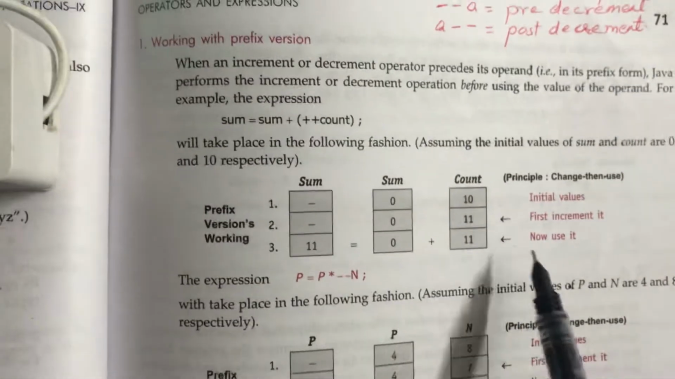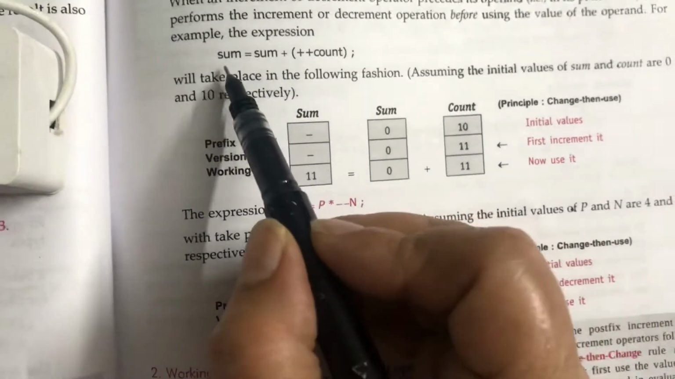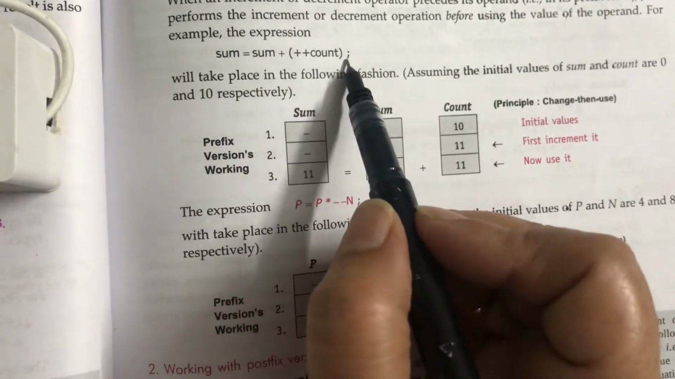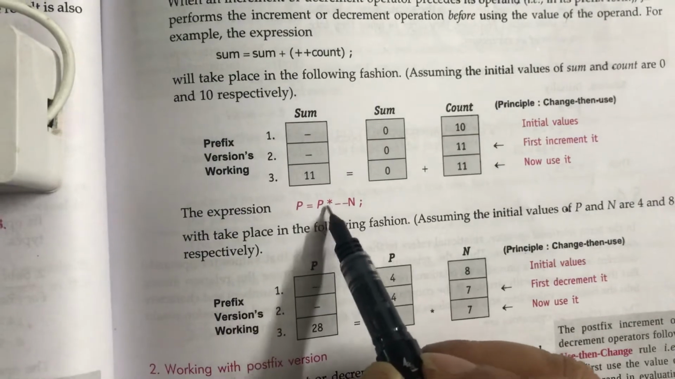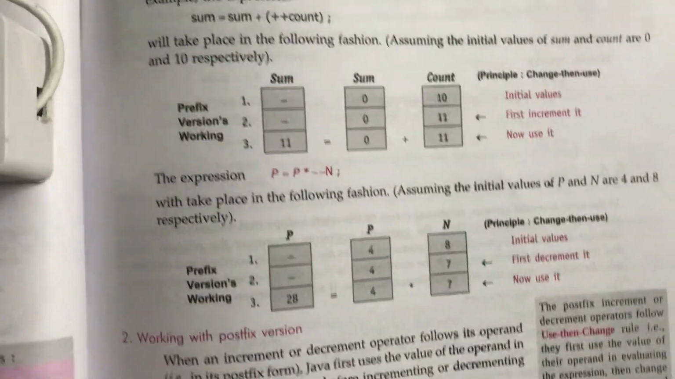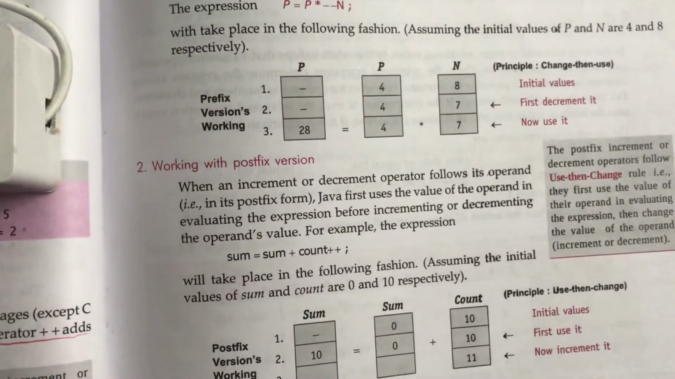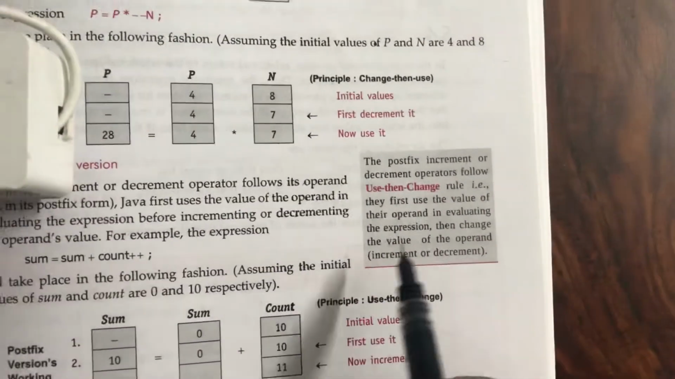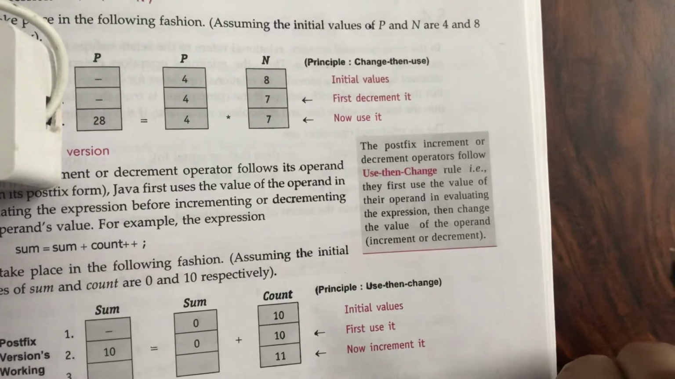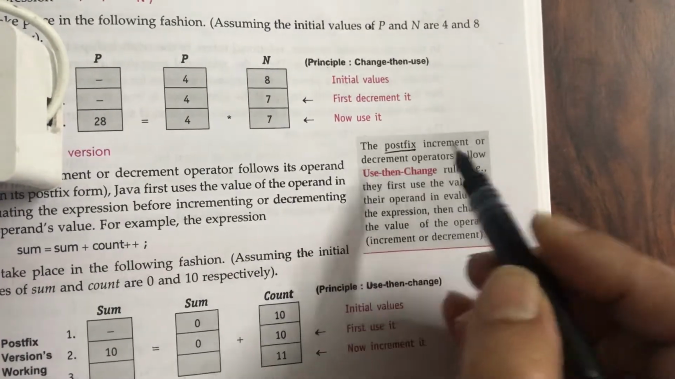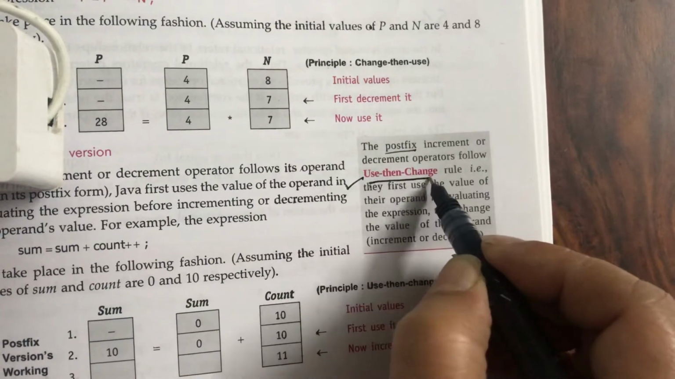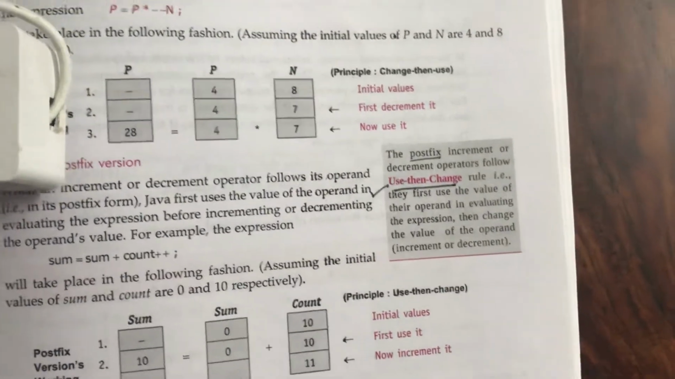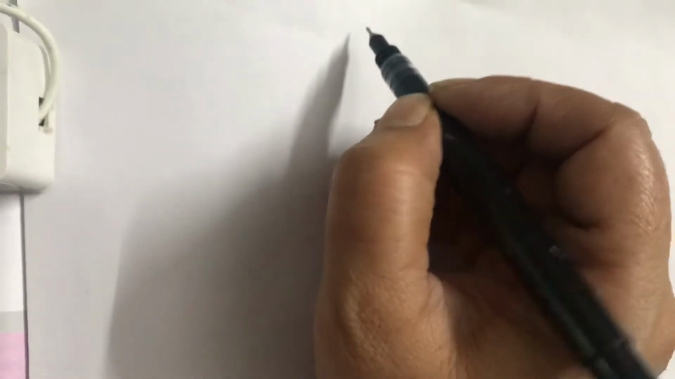Now on this page, these are the examples given, like sum is equal to sum plus count plus plus, and then p is equal to p into minus minus n, and then p is equal to p into n minus minus. So all these workings, they have shown here how you are going to use it. So this is post: use and then change. I'll show you some values here, how we do this addition and subtraction, what is pre and what is post.